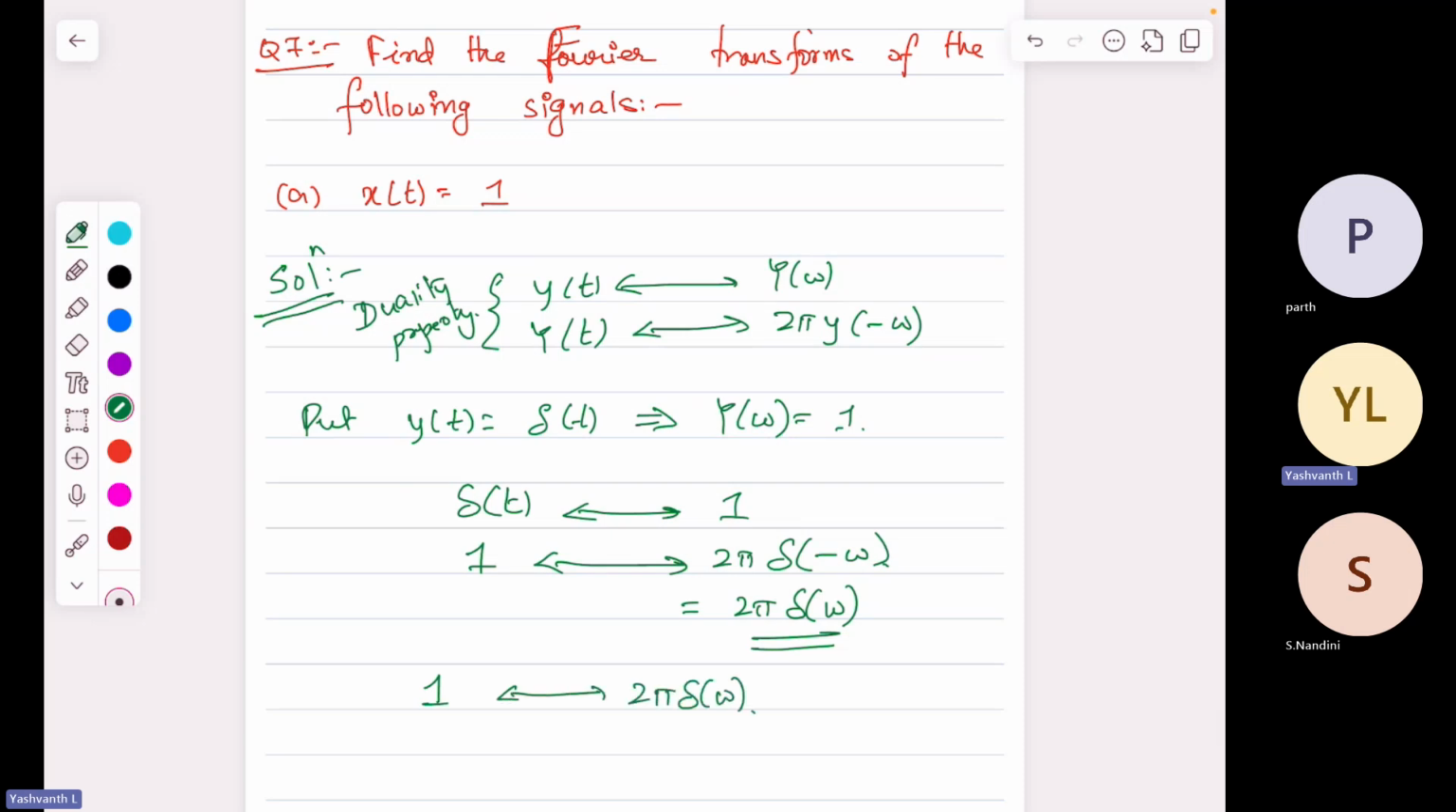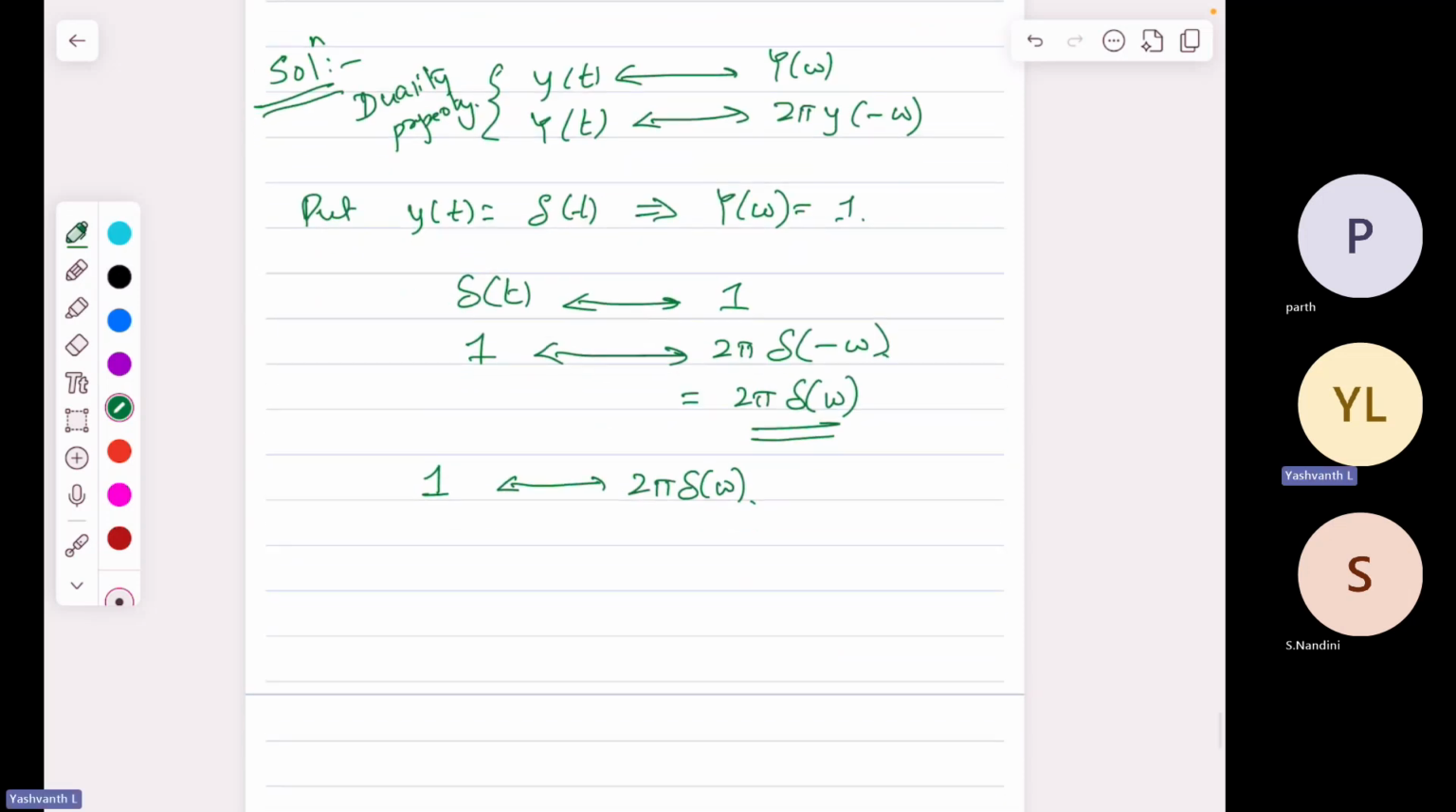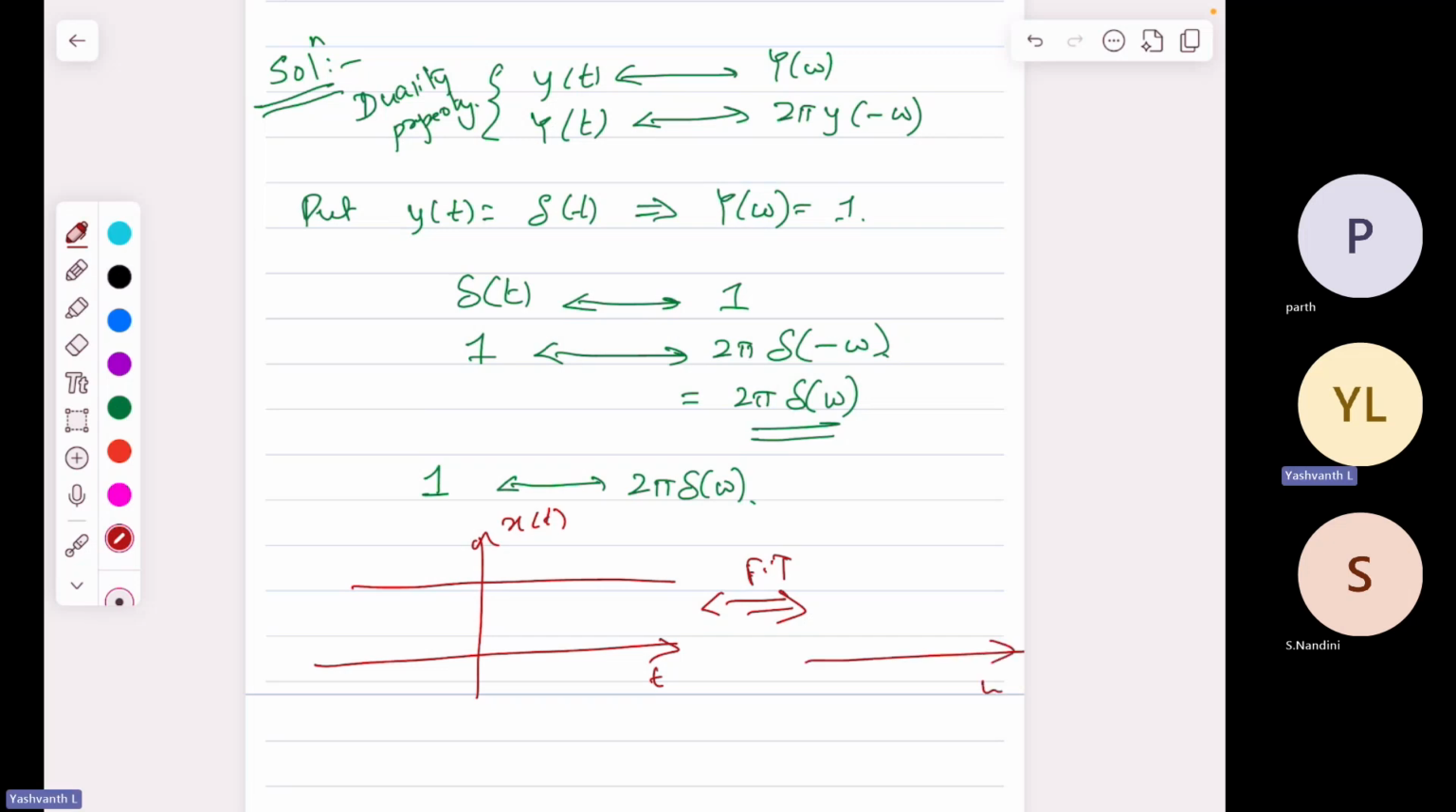Is it okay? If I have the time domain, I'm just plotting, okay? x of t is equal to 1 for all t. We'll have the Fourier transform. If you plot it, X of omega will be an impulse function only at omega equal to 0. It will have the value 2 pi. It's an impulse of strength 2 pi. Everywhere else it is 0.